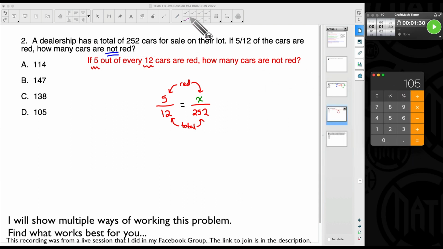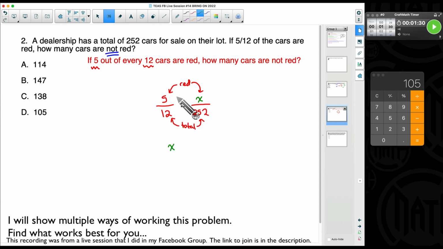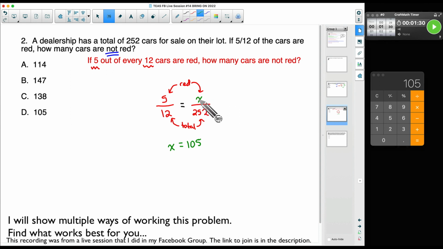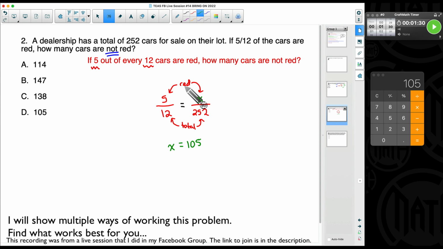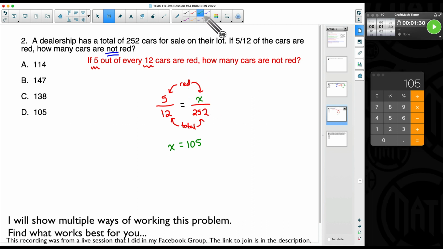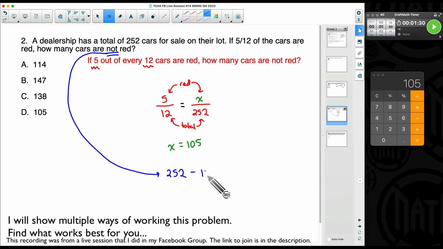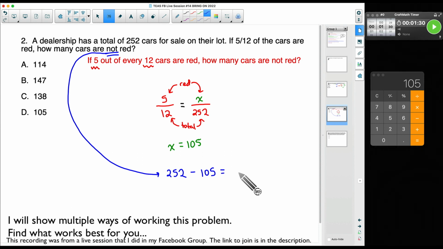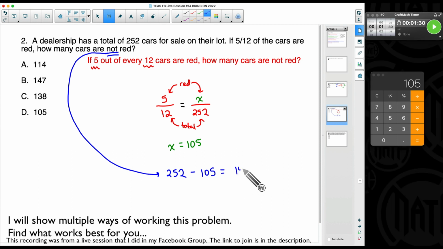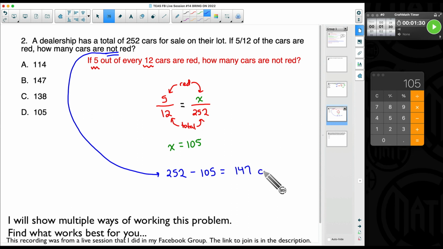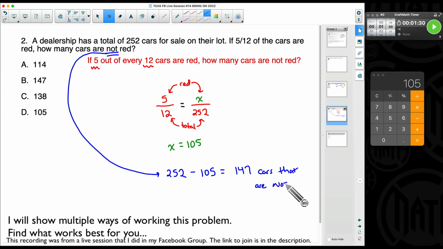Now, sure, we do get 105, but we have to remember what 105 represents up here. That 105 is this spot. That represents the red cars. Be careful, that represents the red cars. We want the ones that are not red. So what we have to do is take your total of 252, subtract the red cars, 105 of those, and now we will have our total of 147 cars that are not red.